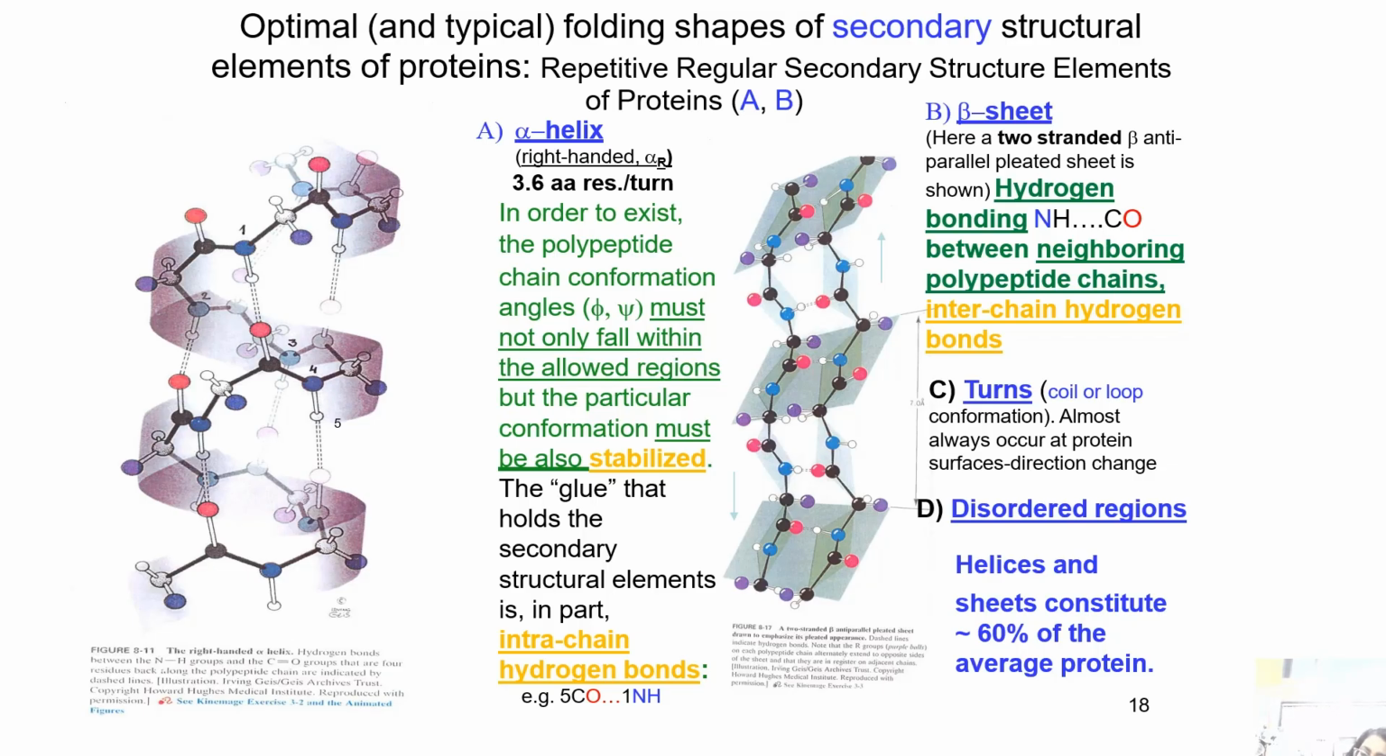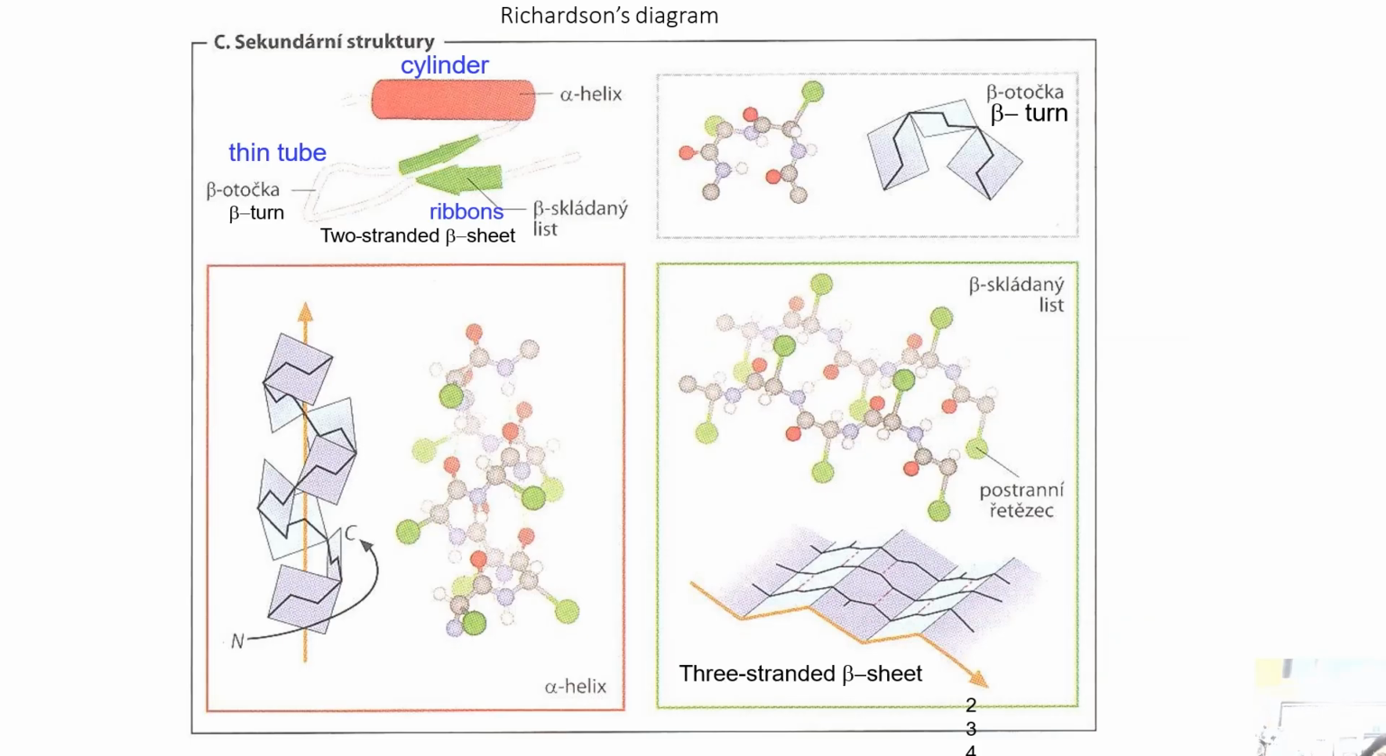Turns or coil or loop conformations almost always occur at protein surfaces. Direction changes. So disordered regions, helices or sheets constitute 60% of the average protein.